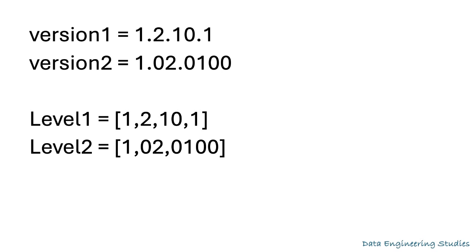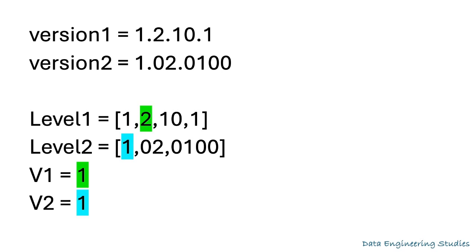Now we will iterate through the level 1 and level 2 lists. We will iterate from left to right. We will initialize the v1 variable and assign the first revision from level 1 to v1. Similarly, we will assign the first revision from level 2 to v2. Both v1 and v2 are the same. Now we will iterate to the next element.